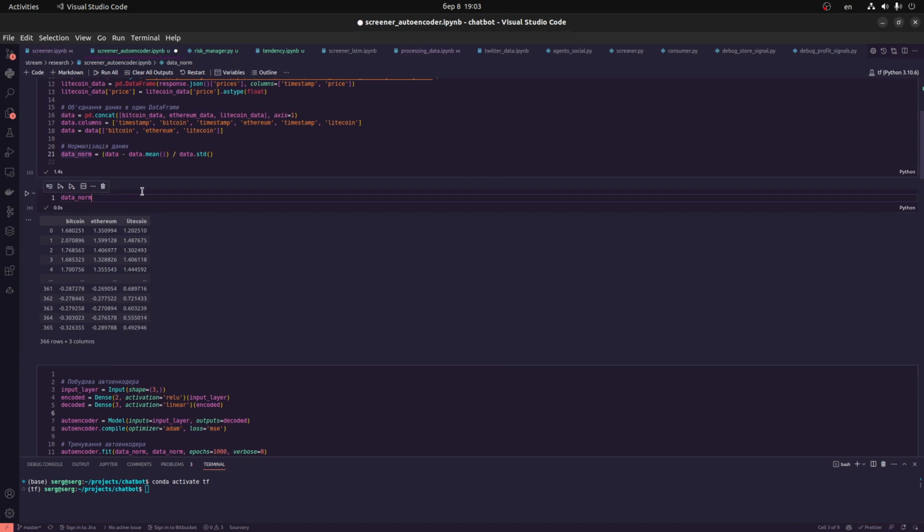Okay, and we do this normalization because a neural network is very sensitive, and we always need normalized data. It's not a random forest algorithm.